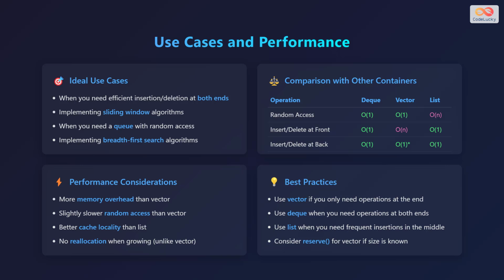The Deque has more memory overhead than vectors, slightly slower random access, and better cache locality than lists, but no reallocation occurs when growing, unlike vectors. Consider reserve for vectors if the size is known.